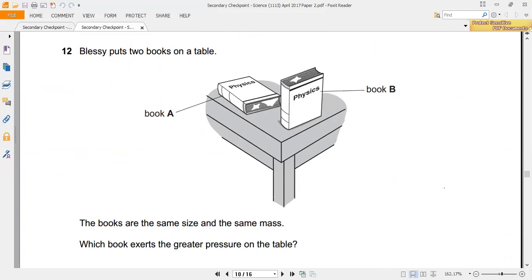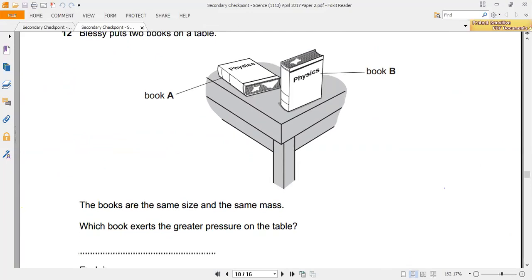Question number 12. Felicity puts two books on the table, table A and table B. One is being flattened, as you see, which is book A, and one is perpendicular or on its side, which is book B. The books are the same size and the same masses.